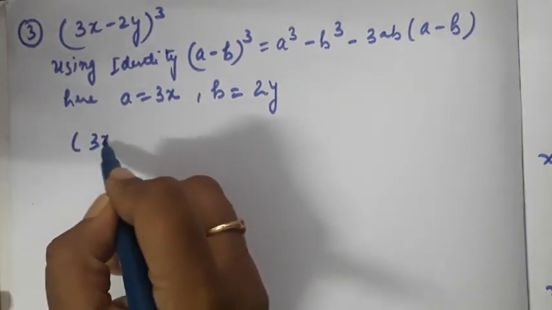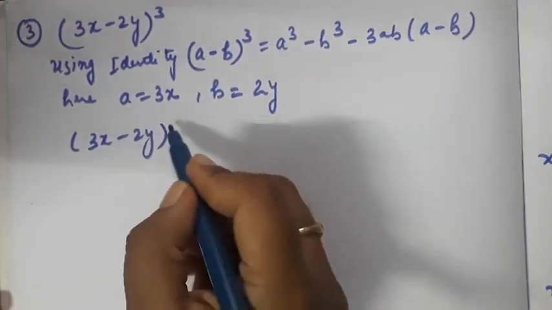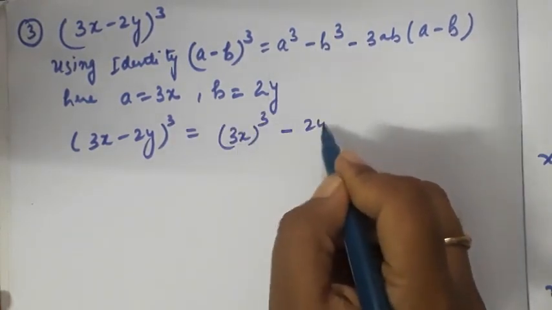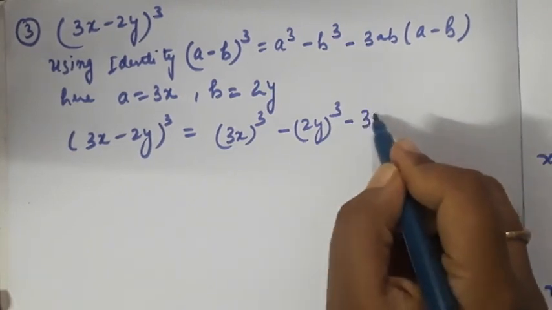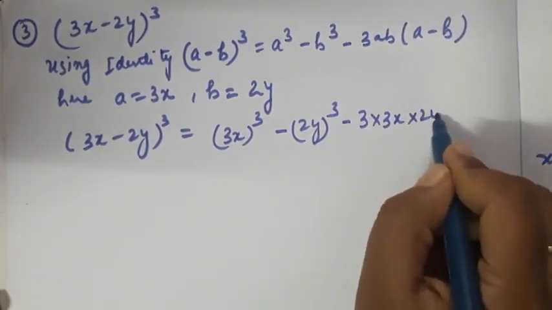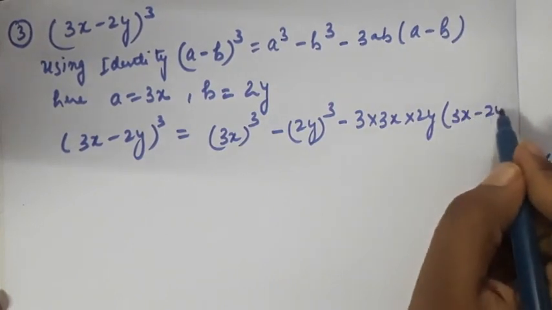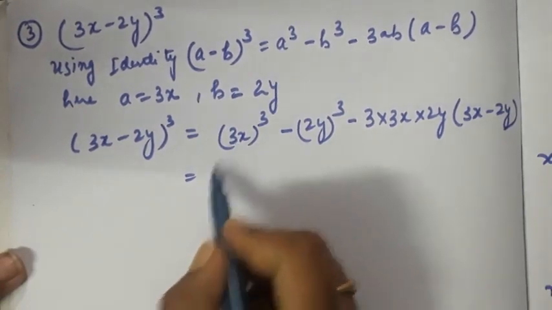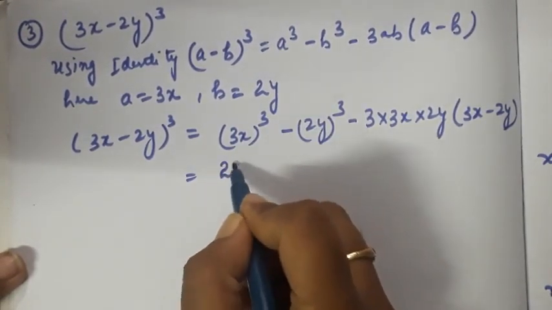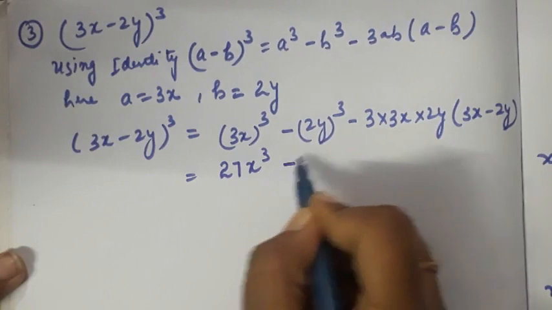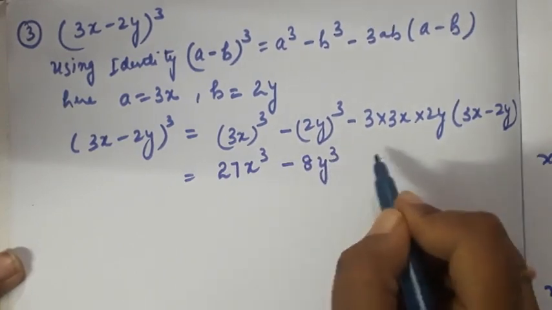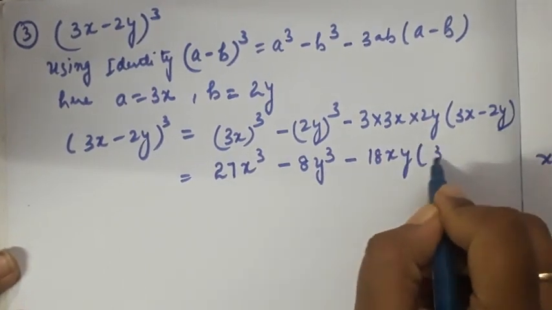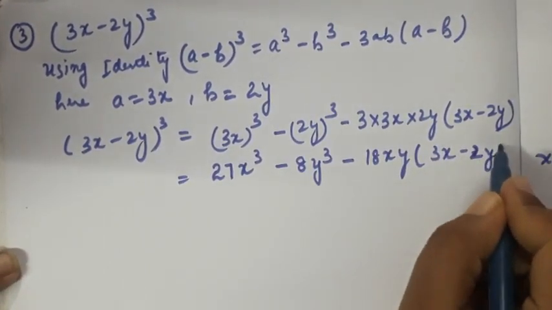So you get (3x − 2y) whole cube equals a cube, that is (3x) whole cube, minus (2y) whole cube, minus 3 into a, that is 3x, into b, that is 2y, into (a − b), that is (3x − 2y). 3 cube is 27x cube, minus 8y cube, minus, 3 3s are 9, 9 2s are 18, xy, and bracket (3x − 2y).